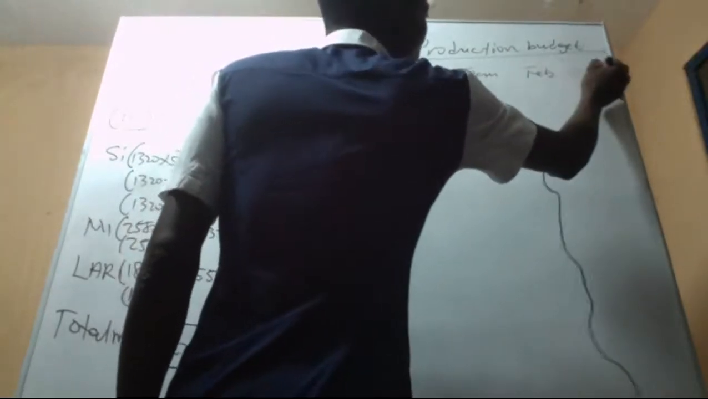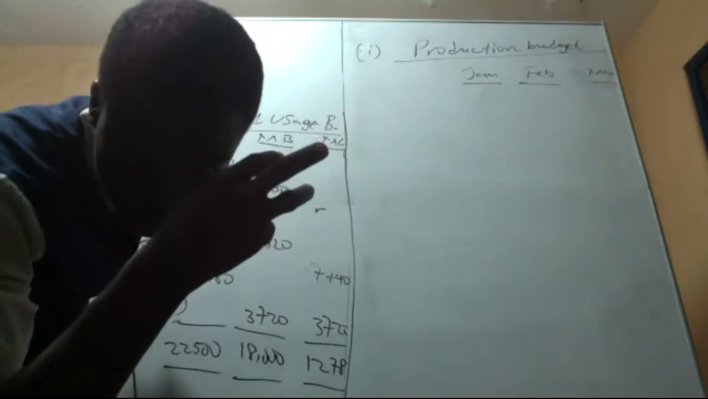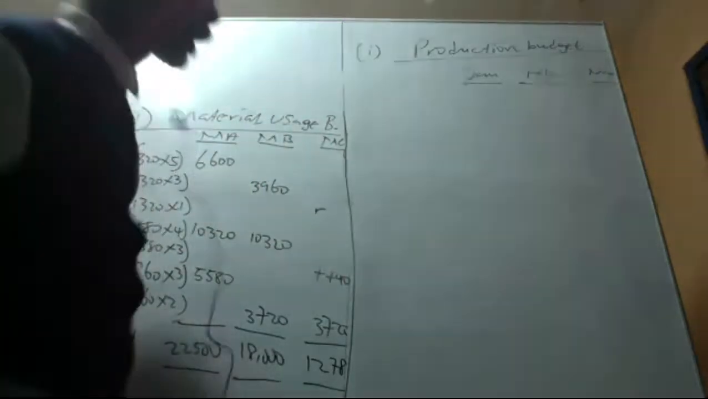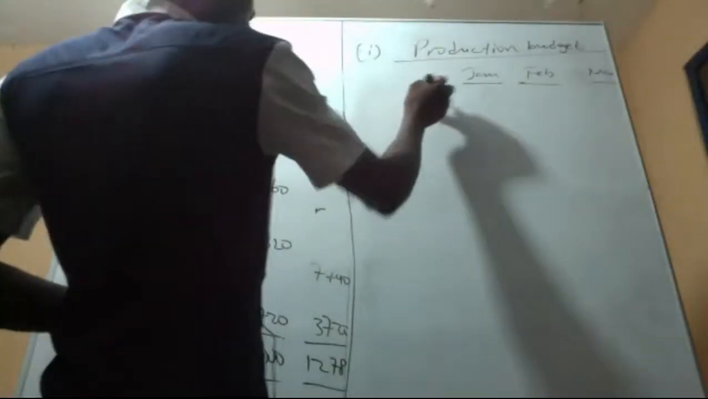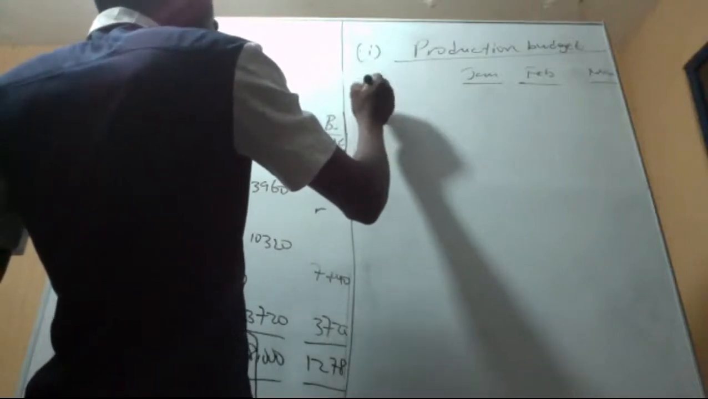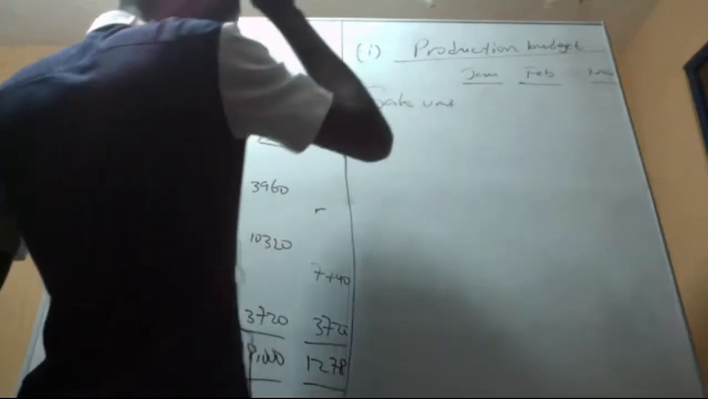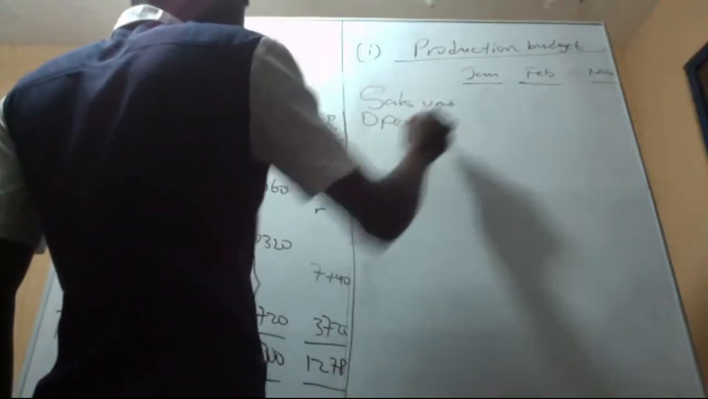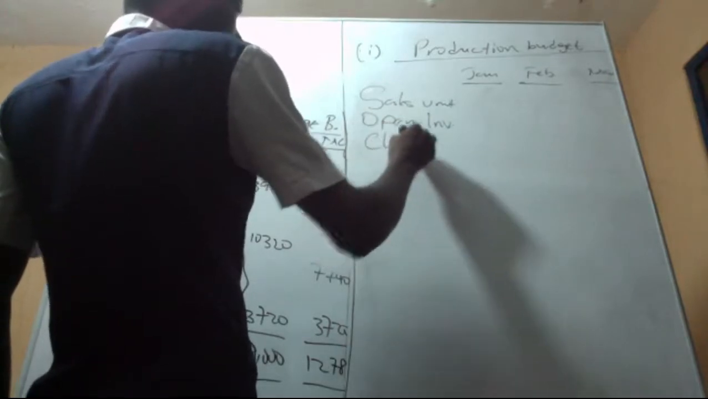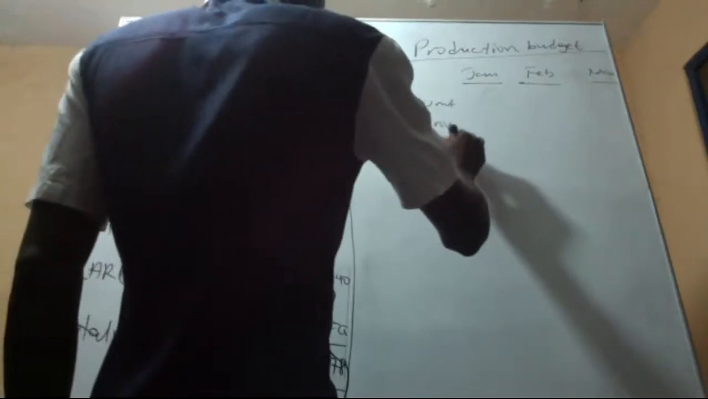February and then March. Now, when I'm doing production budgets, we need 3 items. I like that solution too. I need 3 items. What are they? I need the sales units. Good. So sales units. I need the open inventory. And then finally, I need my closing inventory. So that's the 3 items that you need.